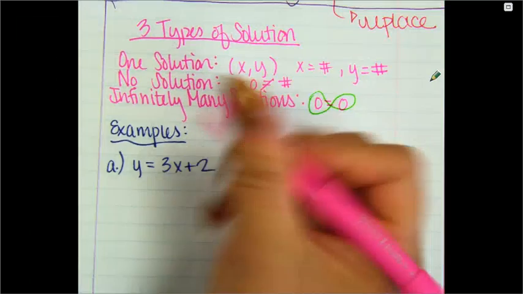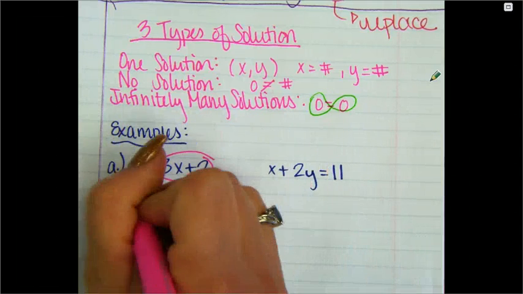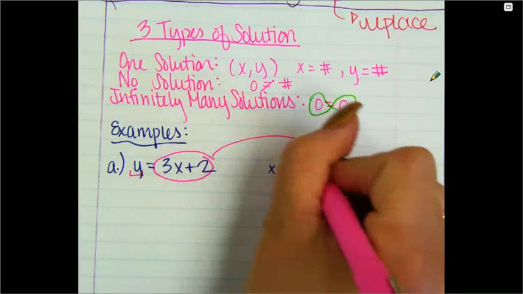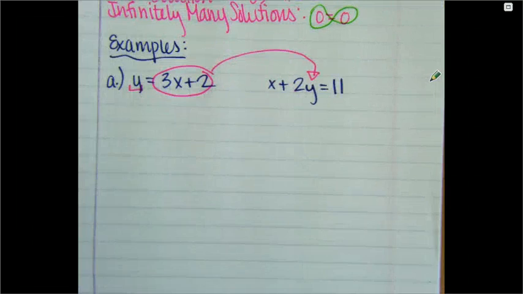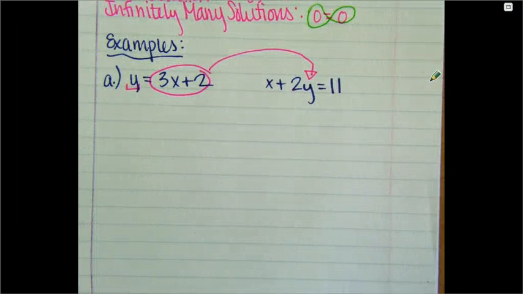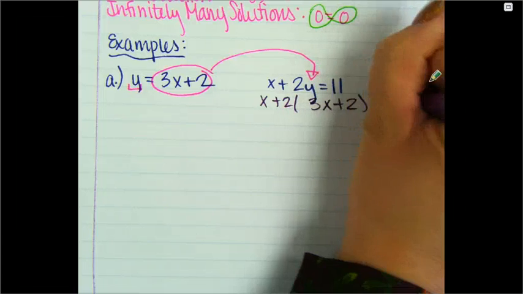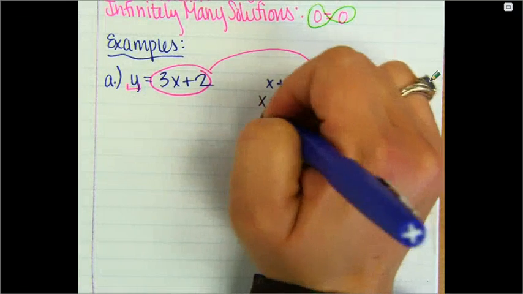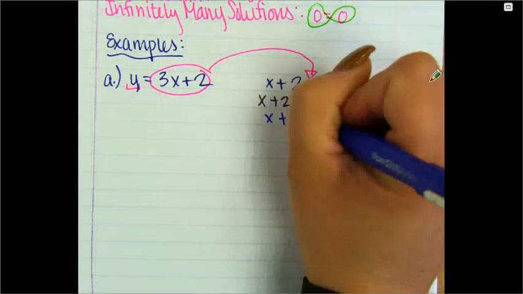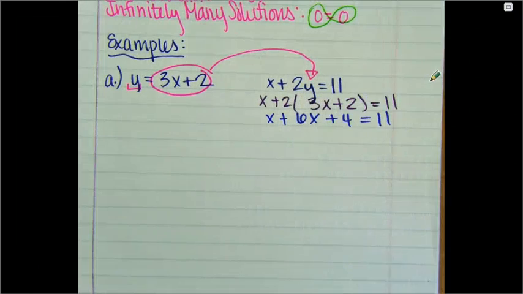So remember, to substitute just means to take this, and it says y equals this thing, right? So if y equals 3x plus 2, then over here for y, I'm not going to write y anymore. I'm going to write 3x plus 2. So we're going to put x plus 2 times 3x plus 2 equals 11. And then what operation do you have? Distributive property. So when I distribute, I get x plus 6x, and 2 times 2 is positive 4, and it's equal to 11.